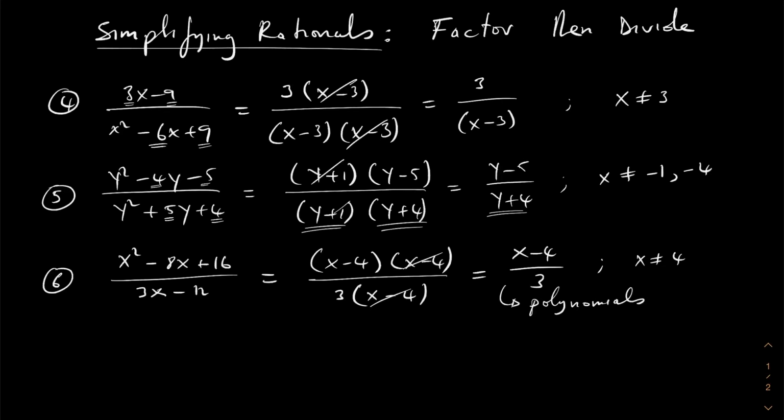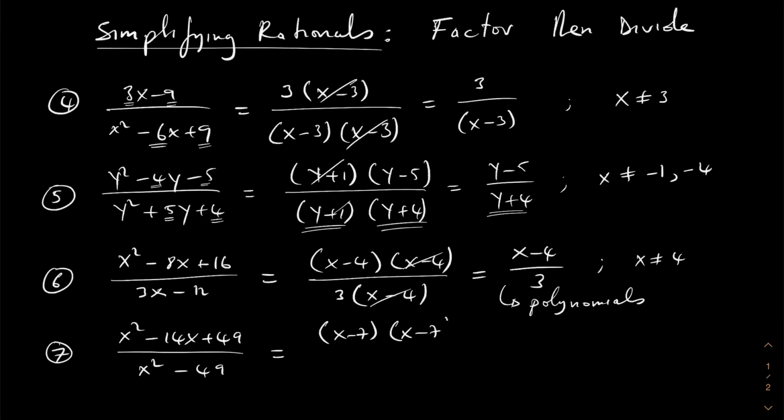Last example here, let's look at x squared minus 14x plus 49 divided by x squared minus 49. And so the numerator here is going to be x minus 7 times x minus 7. And the denominator is going to be the difference of squares. So that's going to give us x minus 7 times x plus 7. Simplifying out the x minus 7, you're going to get x minus 7 over x plus 7 at the end. And of course, as usual, our domain here is going to be all numbers except for plus or minus 7.